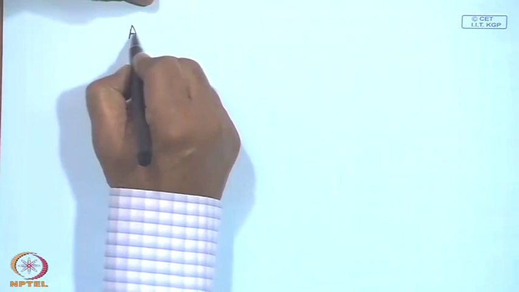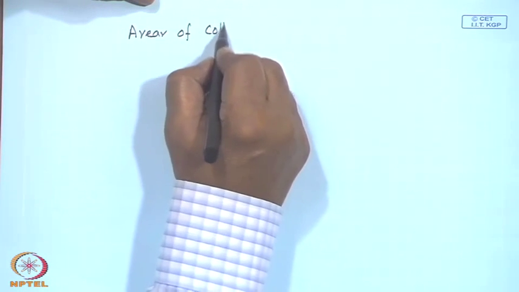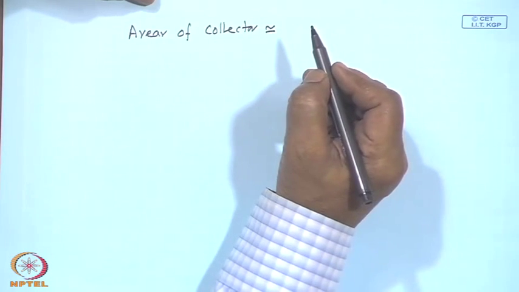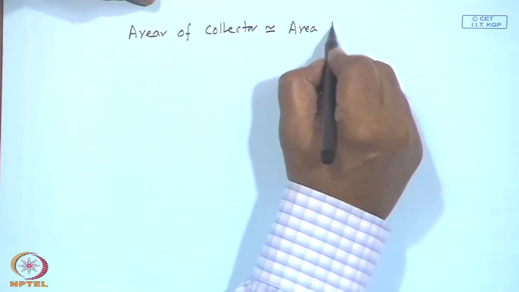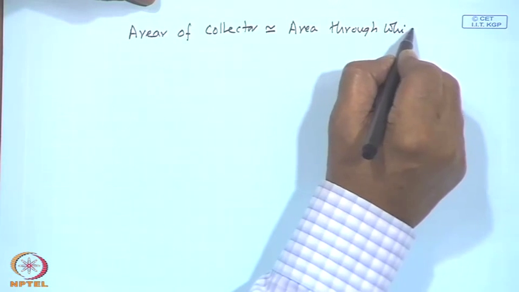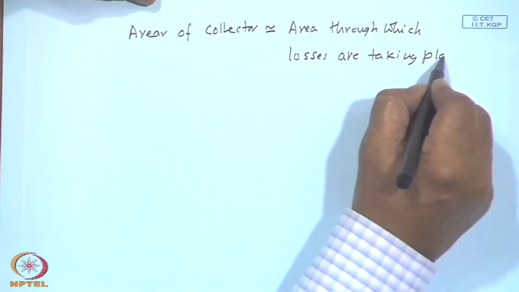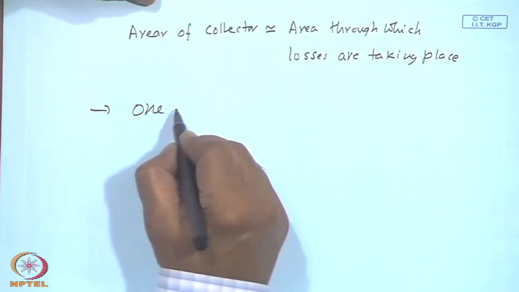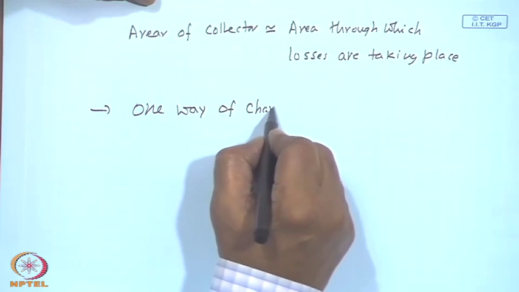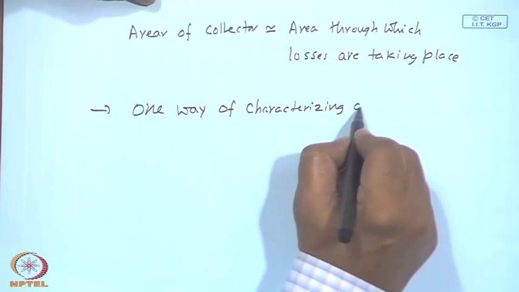Now, with all these developments, one can think of making it more and more efficient, having high alpha, low epsilon, highly transparent tau as close to 1 as possible, and then better insulation. And in spite of that, the area of collection is approximately equal to, if not identically equal to, the area through which losses are taking place. This is one way of characterizing a flat plate collector.